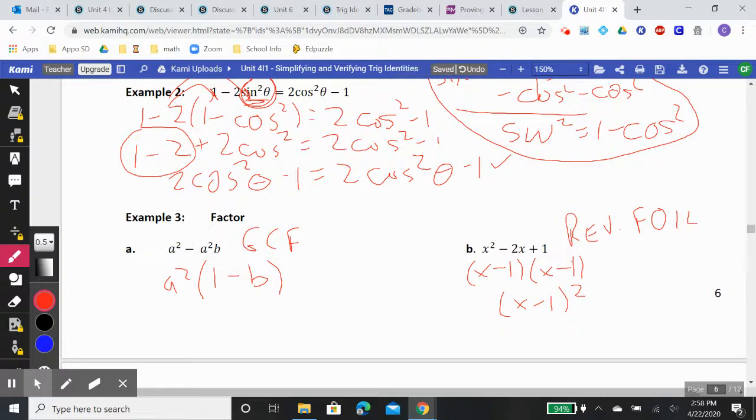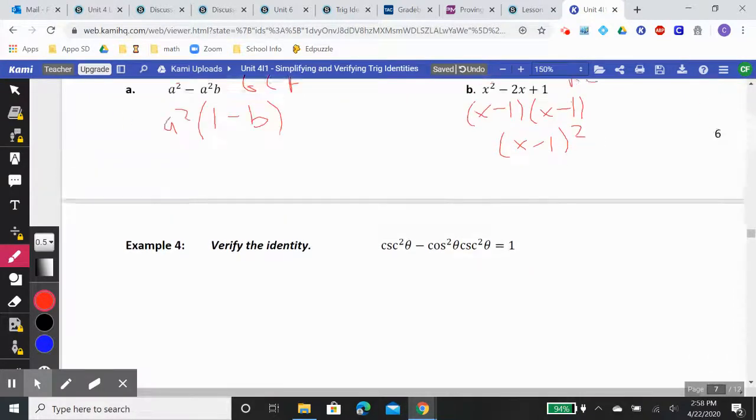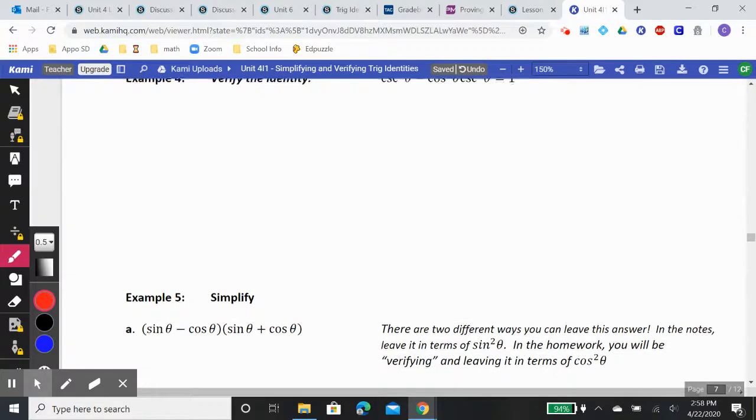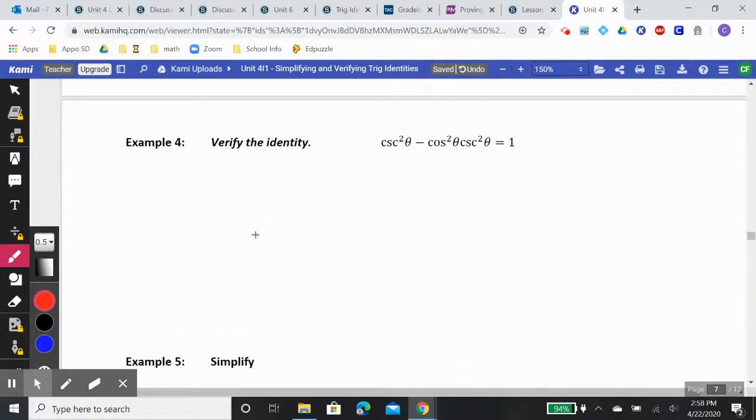That's just a quick review of some factoring techniques that we're going to use for some of our other problems down here. You'll see that right away in example 4 and in example 5. All right, like I said, I'm going to stop this first video right now, and I'll continue with the next video. Thank you.